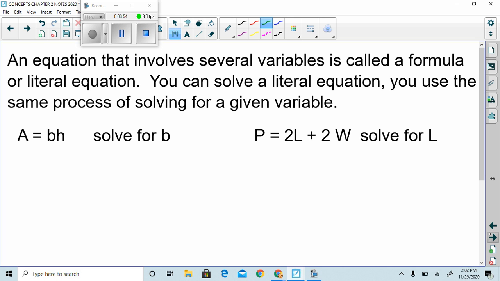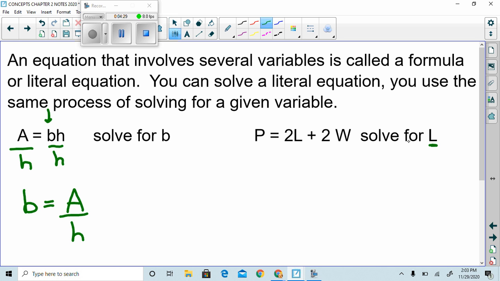And we said that literal equations, one particular form of them, are called formulas. So a formula is a type of literal equation, and it usually is something that helps us to solve a real-world problem, like finding area or perimeter in these two cases. In my first one, I want to solve for b. I know the area, I know the height, but I don't know the base. One inverse operation will get me to the base. Base is now equal to the area divided by the height, and we may have already done a few of these.